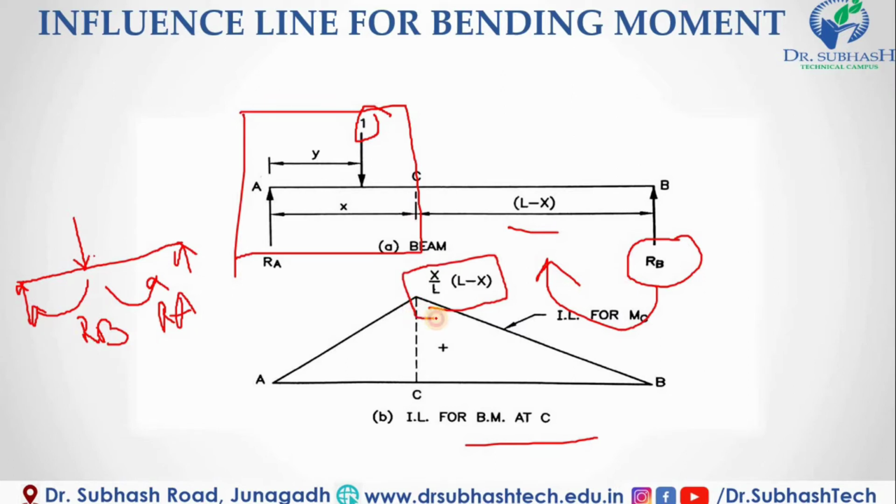If we want the value exactly at point C, put the value of x. Suppose the total span is 8 meters, so x is 3 and this one is 5. Put the value of x: 3 divided by 8, times L minus x, which is 5. So we find the value of MC using the bending moment diagram.